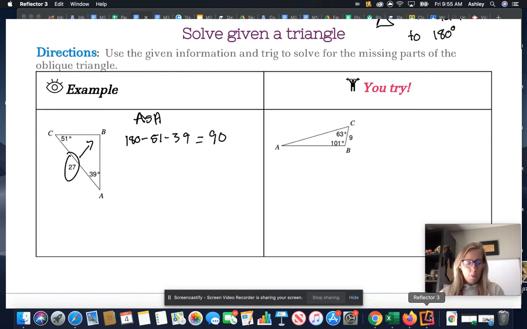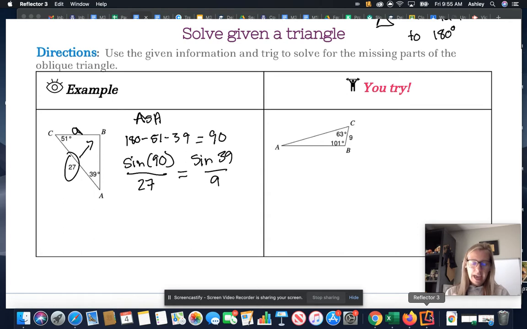Okay, so what we now know is we have an angle of 90. So what we're going to do is sine of that angle 90 divided by the side opposite, which has a measurement of 27, is equal to, well, now it just depends on which side you're solving for. Let's go ahead and solve for this side over here, which is A, opposite that angle A. So we're going to say is equal to sine of 39 all over A. And then we're just going to cross multiply and solve.